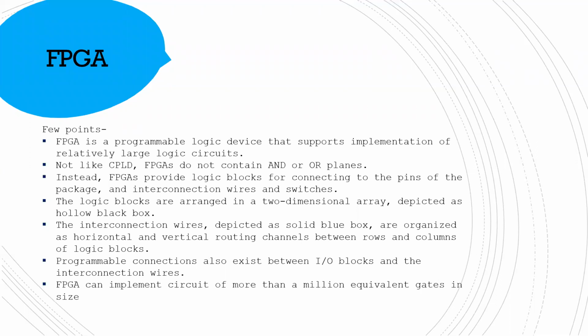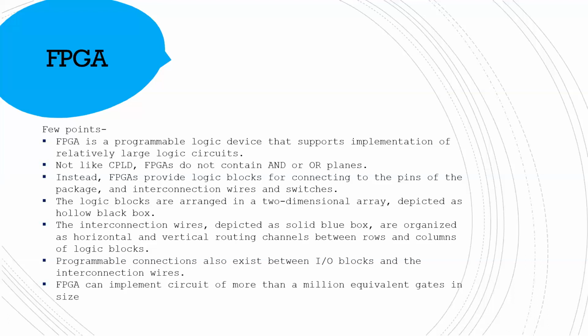Okay, these logic blocks are arranged in a two-dimensional array depicted as hollow black boxes. Remember, you do not have to memorize this. This will not come in your exam. This is just for information. You just read. The interconnection wires depicted as solid blue boxes are organized. Programmable connections also exist between input-output blocks and the interconnection wires. FPGA can implement circuits of more than 1 million equivalent gates in size. That means if your circuit has more than 1 million equivalent gates, you can use FPGA for that.